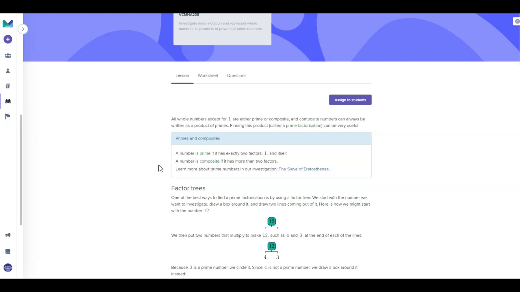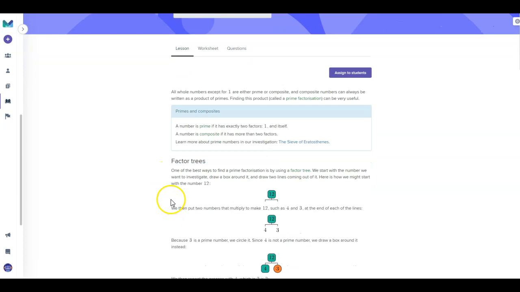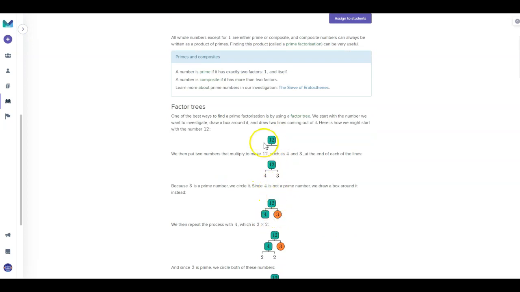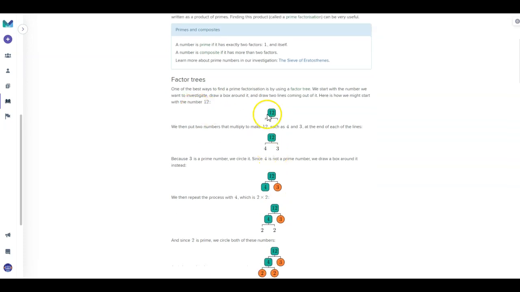number. Now we're going to look at a method called factor trees, or some might call them prime factor trees, to help us find what those prime factors are. It's very straightforward, and you can read through the steps here. But what I'm going to do is go through it here, mainly because I can't draw on the screen.